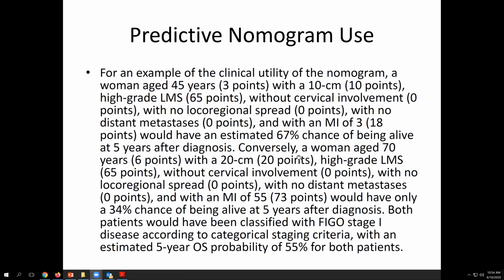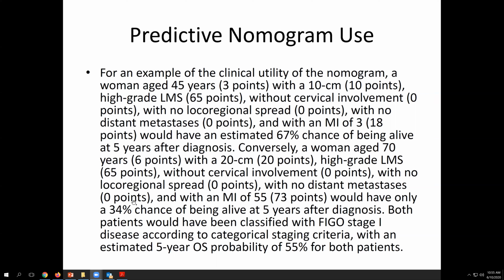Now, if we contrast that with an older woman at 70, she gets 6 points for that, a larger tumor, 20 points, a high grade, also 65 points. Again, no cervical involvement, no local spread, no distant metastases. But a mitotic index of 55 gets her another 73 points. She's getting close to 150, 200 points. That means her chance of survival at 5 years is 34%.